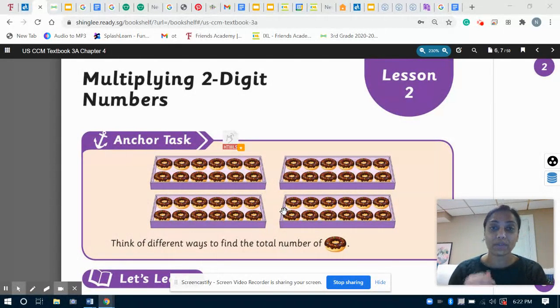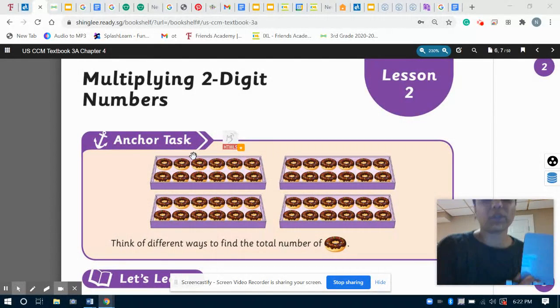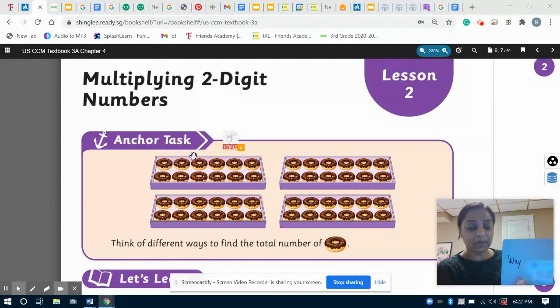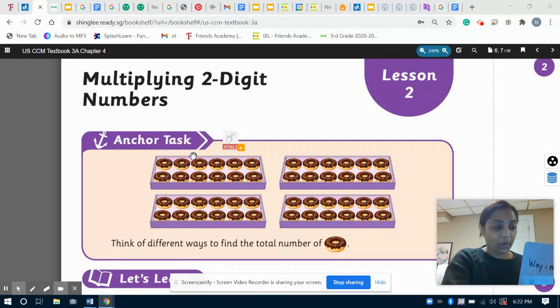I hope you found some time to find different ways to calculate how many donuts there are altogether. Let's go ahead and think about this for a moment. I wonder how you solved this. There are several different ways to solve this problem. Remember, in the classroom we've talked about different ways, and a way is the same thing as a method or a strategy. Those are all the same words, but just to make it easy, we're going to use the word way.